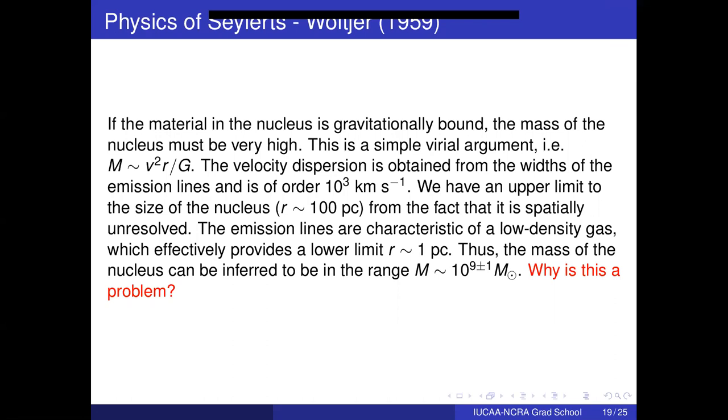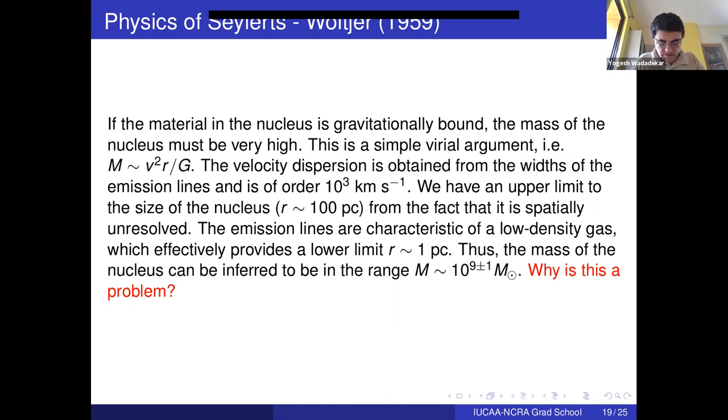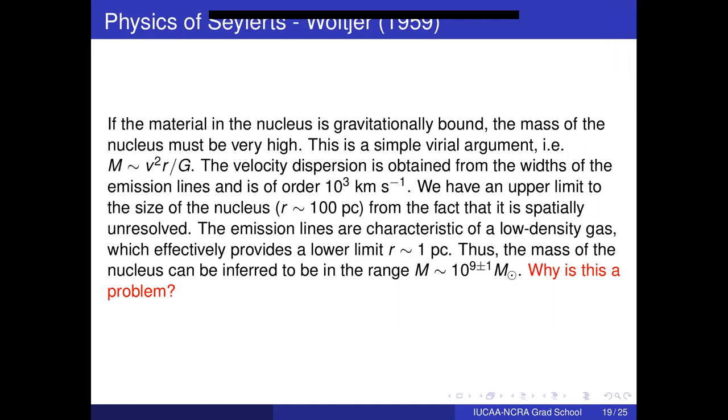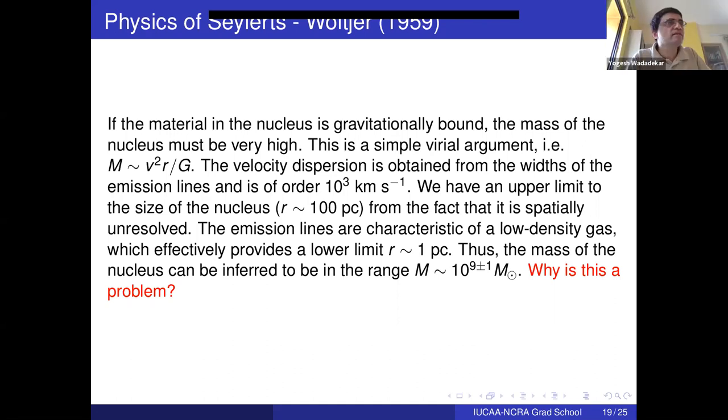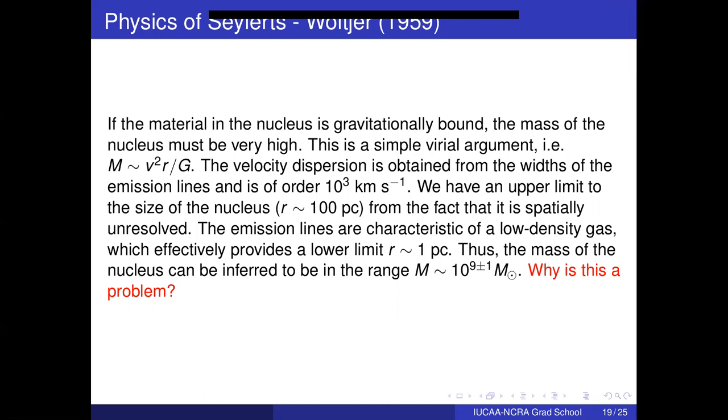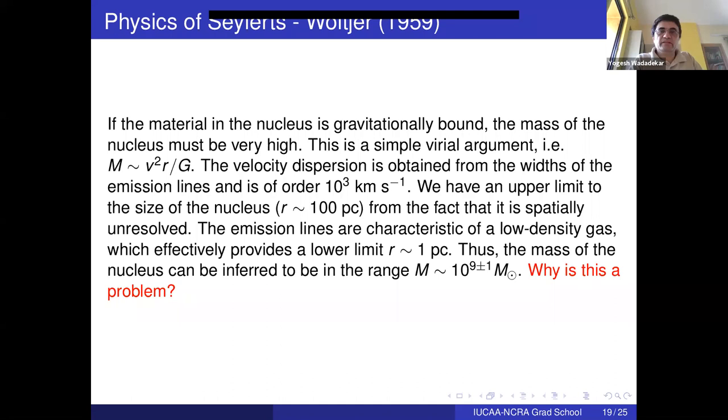Sir, I guess this is a problem because in our galaxy, we see the stars which are basically 1 parsec apart. So in the 1 parsec region, there could be only one star. But if we are saying that the emitting region is of the scale of 1 parsec, it is having the mass of 10 to the power 10 stars, which is not usual. Correct. It is very difficult to think of stars that are stable.